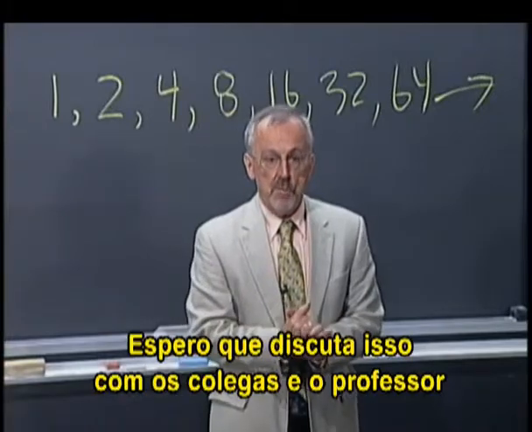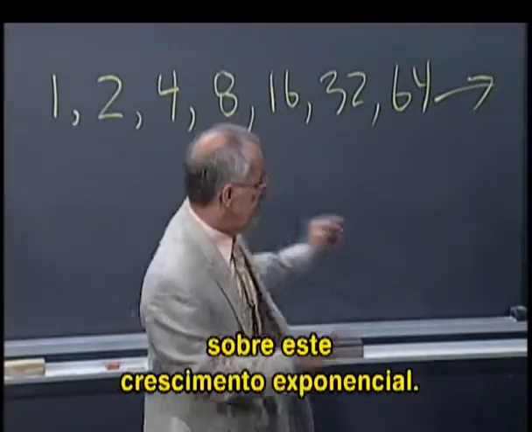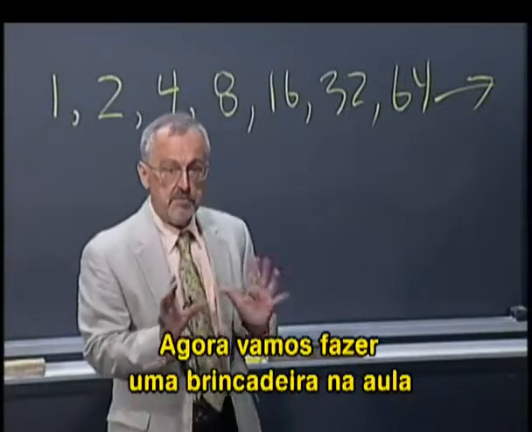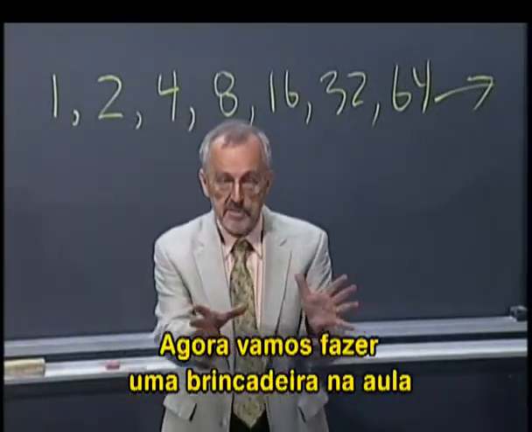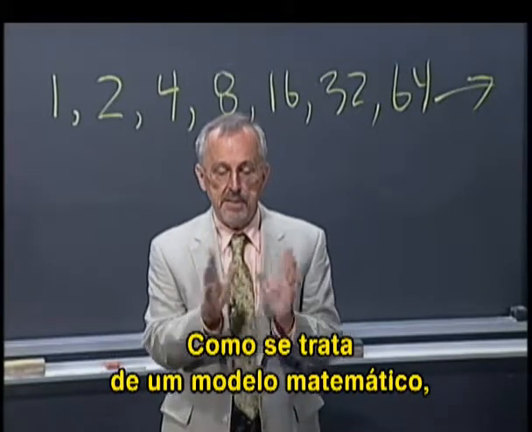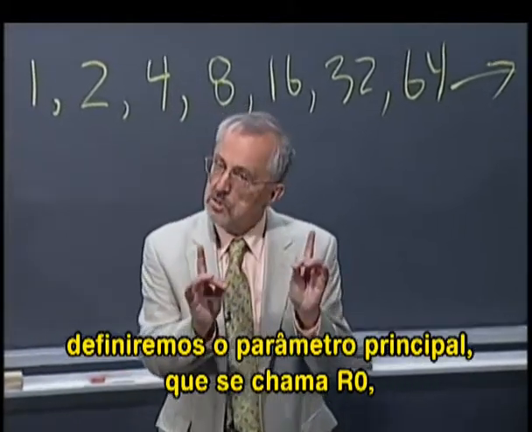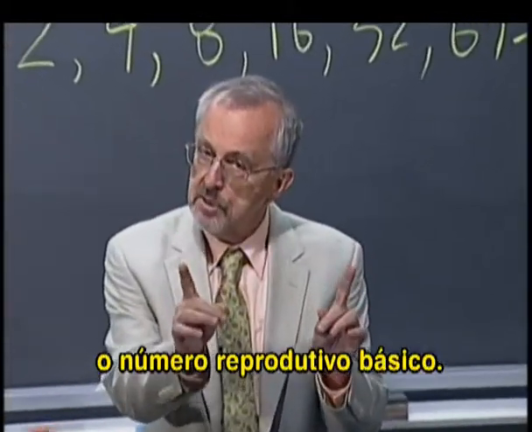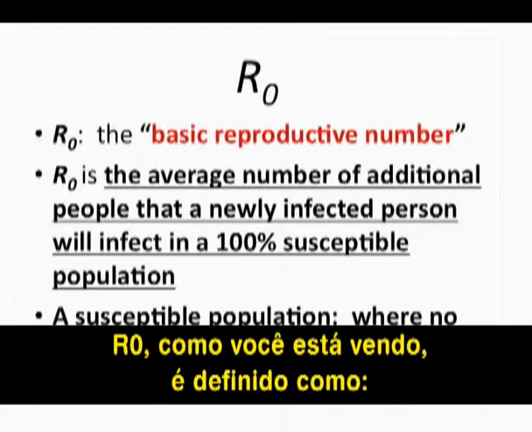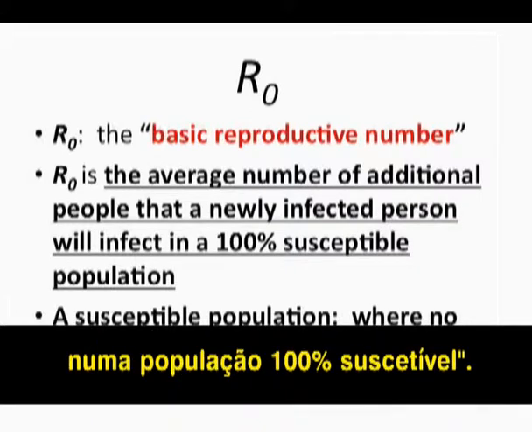Welcome back. We hope you had a great discussion with your classmates and with your teacher about this exponential growth right here. We're now going to play a simulation game in your class that simulates this exponential growth. And since this is mathematical modeling we're dealing with, we need to define the key parameter. The key parameter is called R0, the basic reproductive number. R0, as you see on your screen right now, is defined to be the average number of additional people that a newly infected person will infect in a 100% susceptible population.